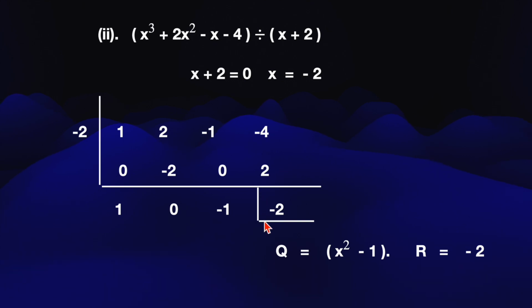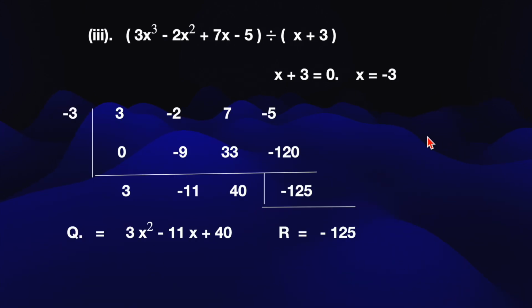Okay. So, this last number is the remainder. This will be the constant, minus 1. And 0 into x is 0. This you have to multiply with x square. So, 1 into x square is x square. So, x square minus 1 is the quotient and r is equal to minus 2 is the remainder.